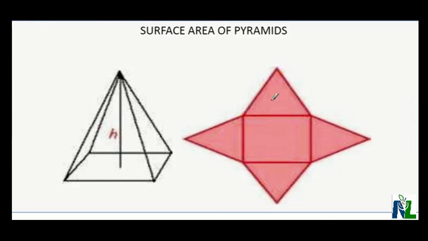So the area of a triangle is base times height divided by 2, and you'd have 4 of those, and then your base would be length times width. So you will not be given the formula for surface area of a pyramid, but all it is adding formulas that you already know. So 4 triangles and 1 base.